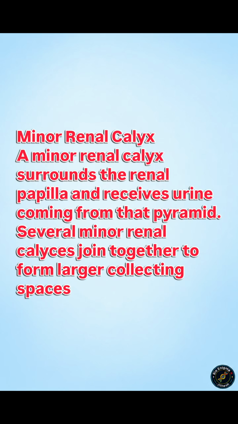Minor renal calyx. A minor renal calyx surrounds the renal papilla and receives urine coming from that pyramid. Several minor renal calyces join together to form larger collecting spaces.